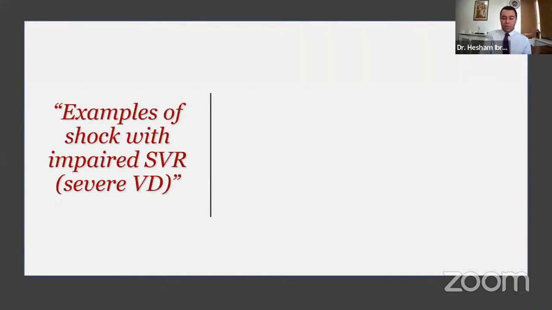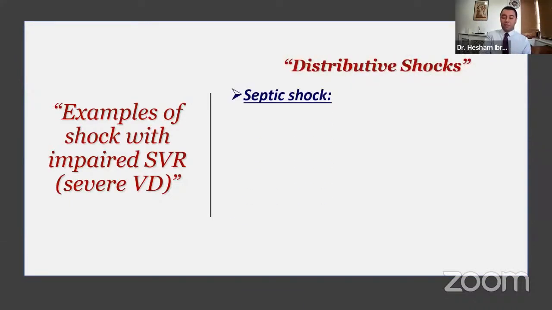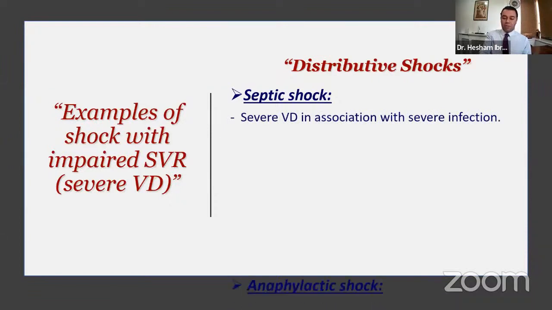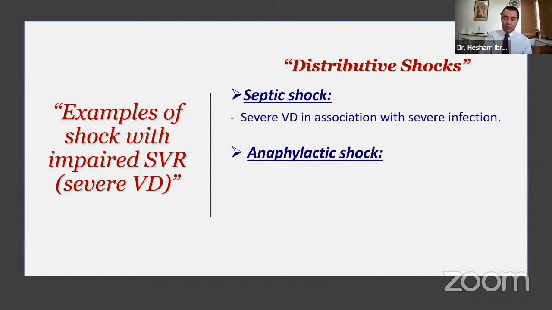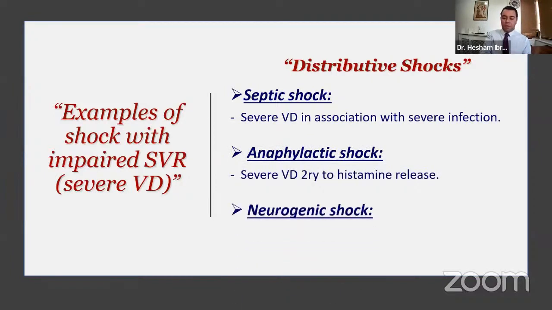The other group is the shock with an impaired systemic vascular resistance, the severely vasodilated patients. And we call this type of shock the distributive shocks. The first example of this is sepsis. So septic shock patients are severely vasodilated in association with severe infection. And the anaphylactic shock, where they are severely vasodilated secondary to a massive histamine release, or the neurogenic shock, when they're vasodilated because of a loss of sympathetic tone. So these are the three examples of the distributive shock.